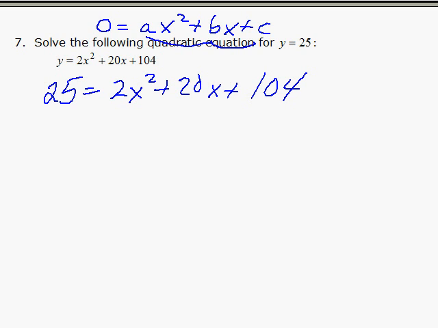The 25 over here is problematic, so I have to subtract it from both sides so that I've got this equal to 0. I have 2x squared plus 20x, and then I have to take the 104 and subtract 25 from that, which is 79. Okay. And now I need to solve this equation. If I leave the 25 over here, I can't solve it. It's going to be the same now as a quadratic equation. You can solve it using the ABCs.